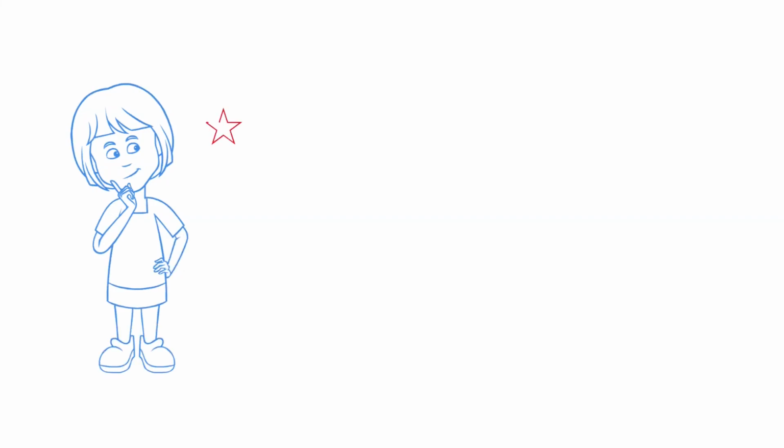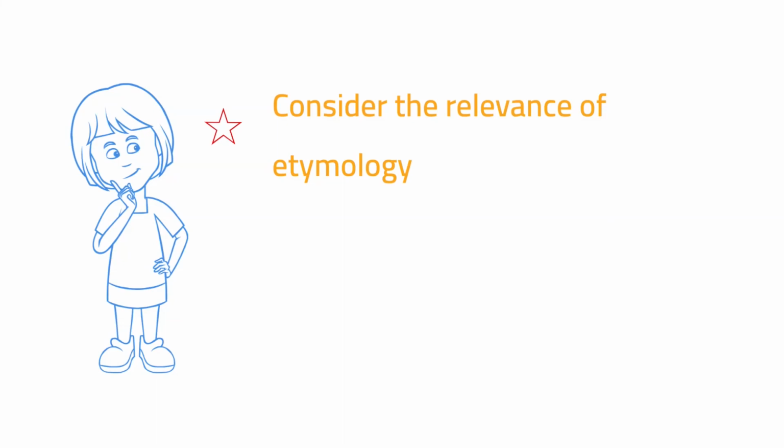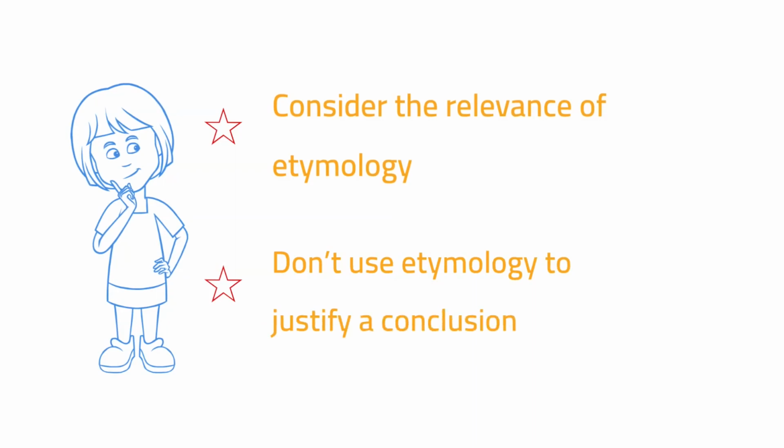When you see someone make this kind of argument, consider the relevance of etymology. Remember that languages are ambiguous. Some people might use a word in an unusual way. This is not a problem if you both understand the discussion. But don't use etymology to justify a conclusion. The origins of a word won't necessarily tell you about the concept it is describing today.